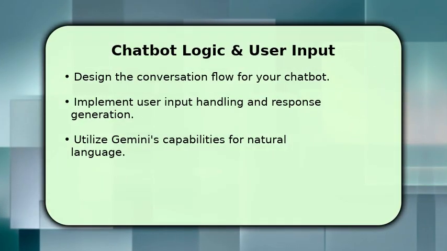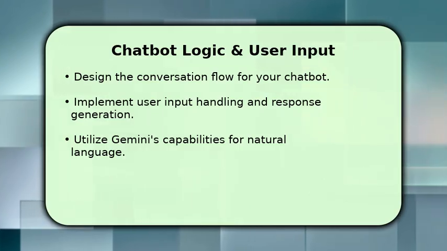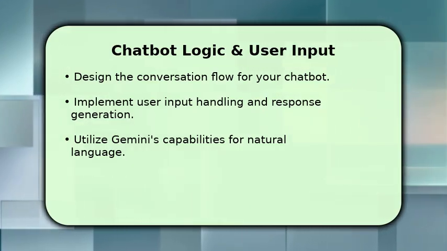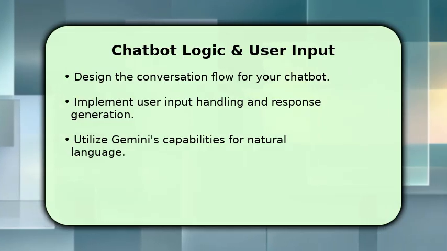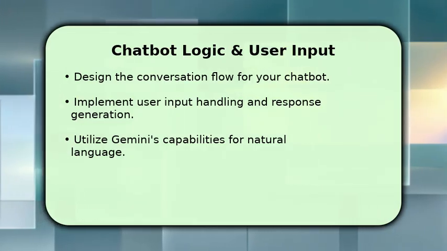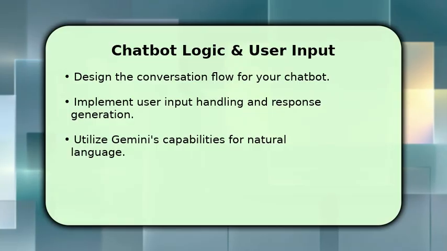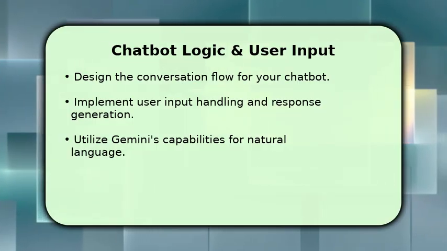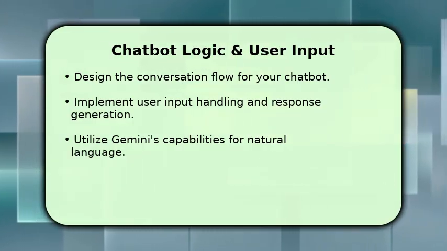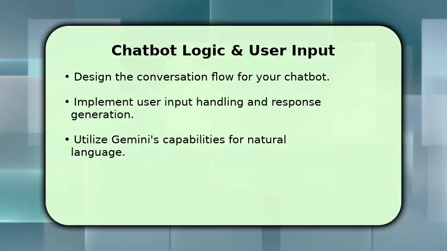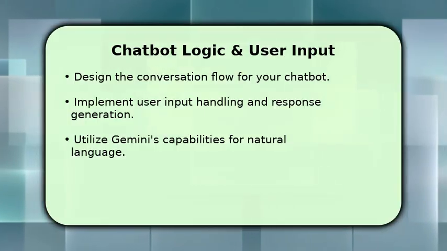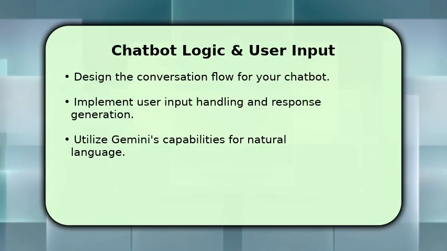Now, let's dive into designing the conversation flow, which dictates how your chatbot will interact with users. We'll then implement the code to effectively handle user input and generate intelligent responses using the Gemini API. This involves crafting prompts and processing the model's output. By leveraging Gemini's advanced natural language capabilities, your chatbot can provide engaging and contextually relevant conversations.